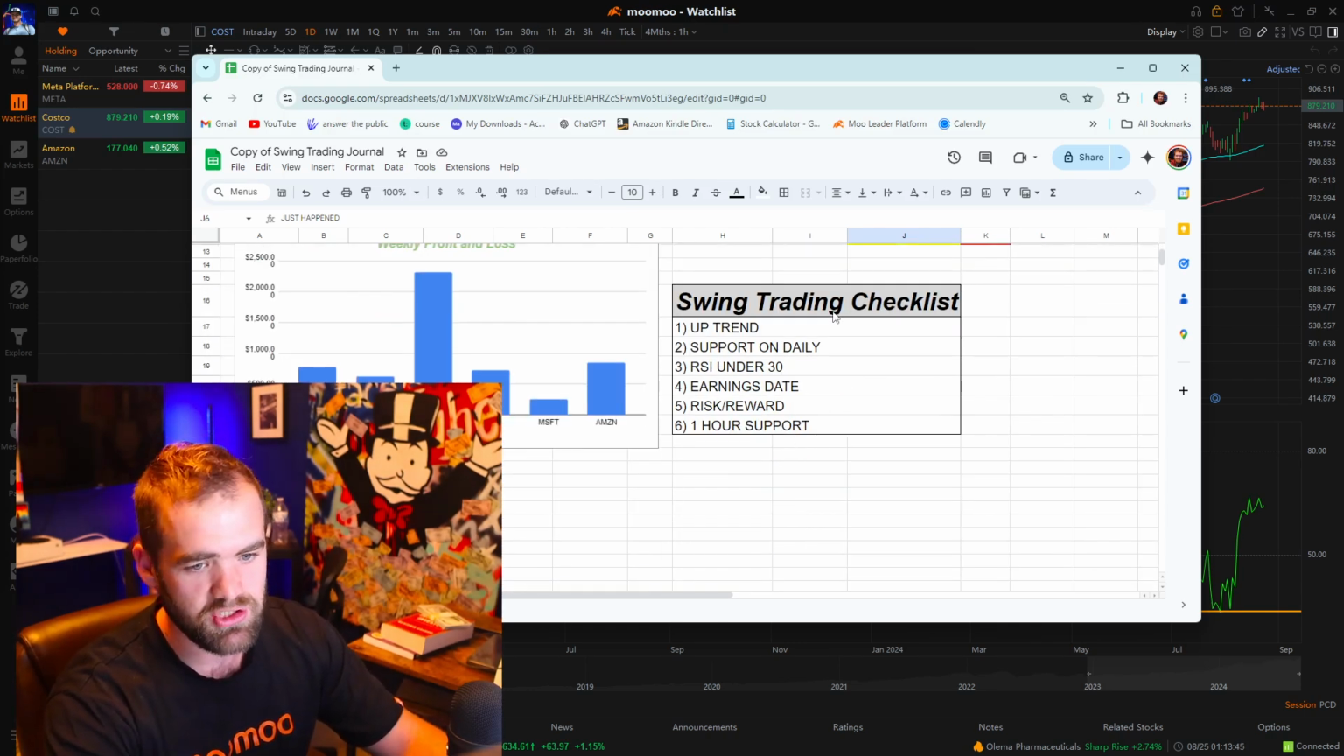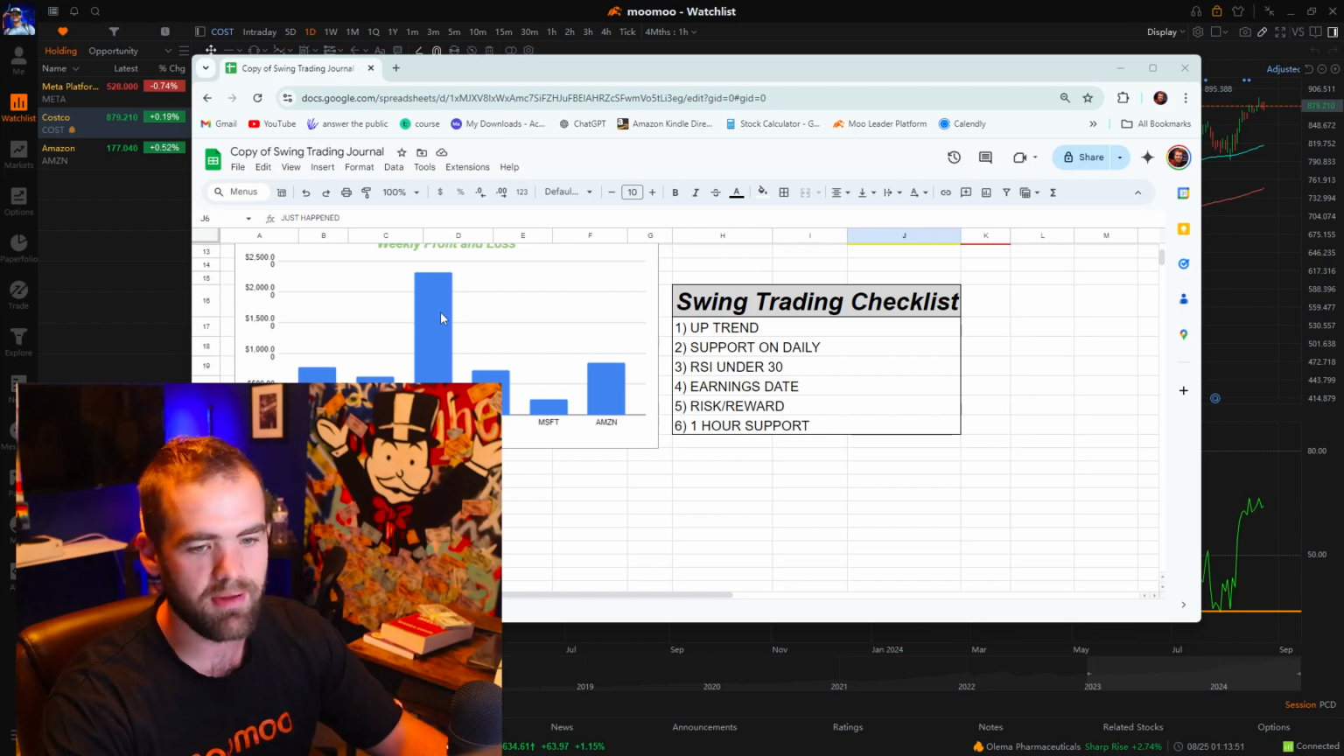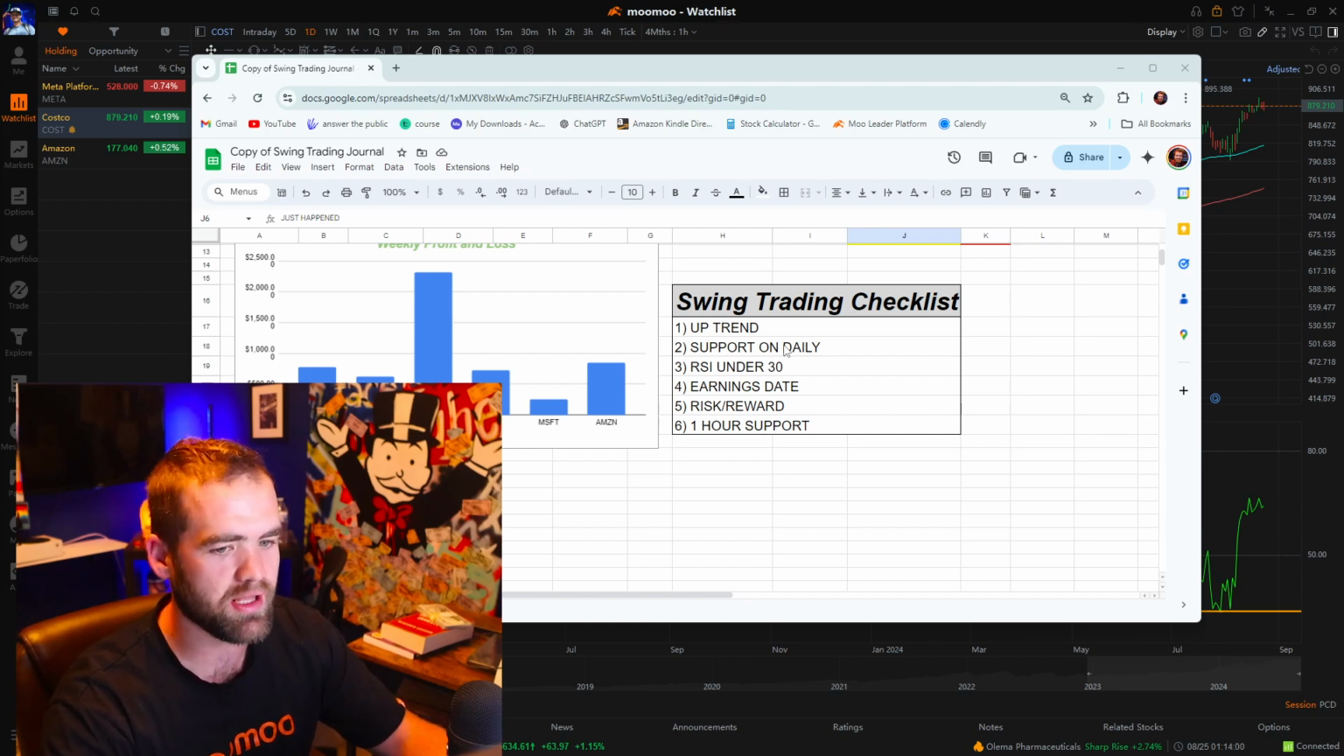Now, the trading checklist. The first thing is understanding that trend. In my opinion, the trend is very, very important. Imagine the stock is like a river. It's a lot easier to swim downstream than upstream. The second thing is support, right? Support, where we get buying pressure.